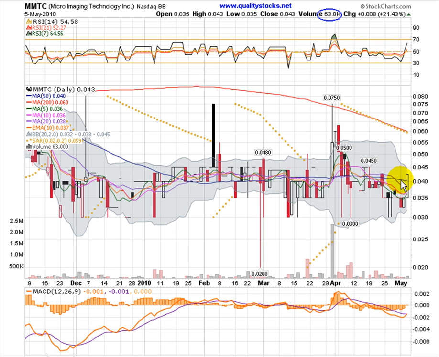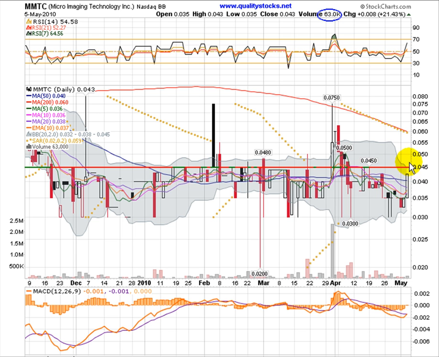Coming underneath it, it's just moved above the 50-day, which has been in a long 4-month sideways trend also. Want to see it hold above that. The key resistance is right here at 4.5 cents. You see that's been historically a tough point for it to get and hold above.